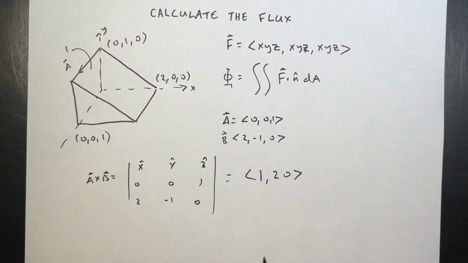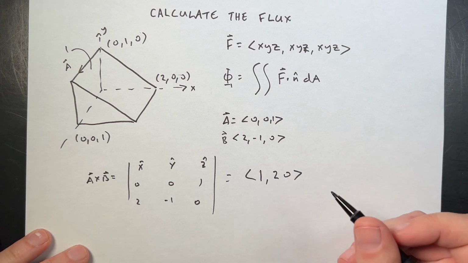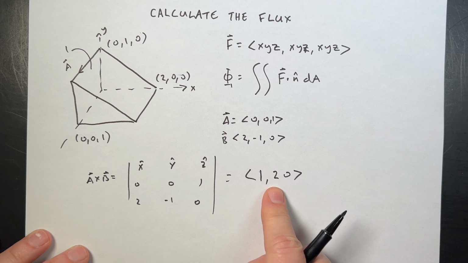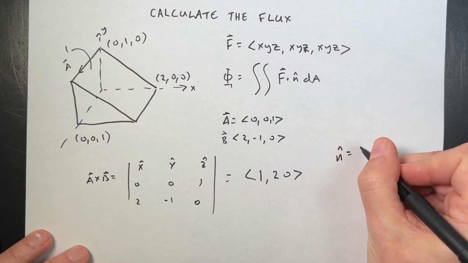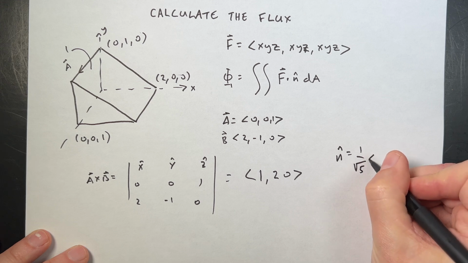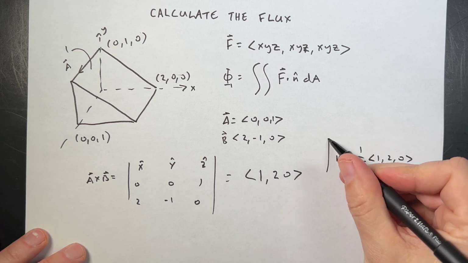Now, that's all fine, but that's not a unit vector. So I need to find the magnitude of that. That's just going to be the square root of 1 squared plus 4, or square root of 5. So n hat is going to be 1 over the square root of 5 times 1, 2, 0. So that's important.